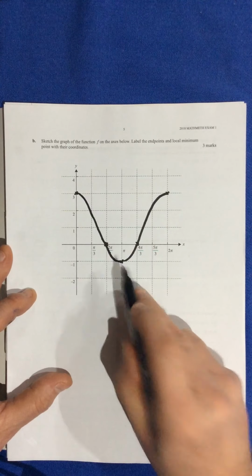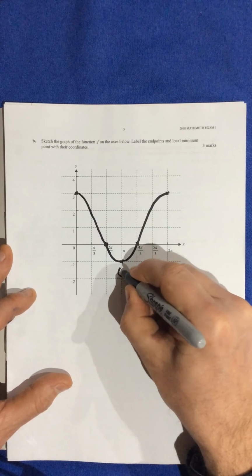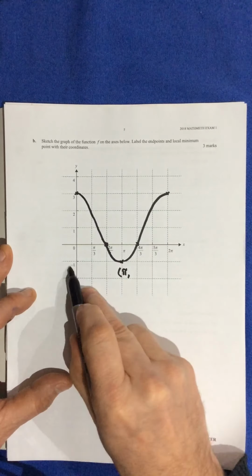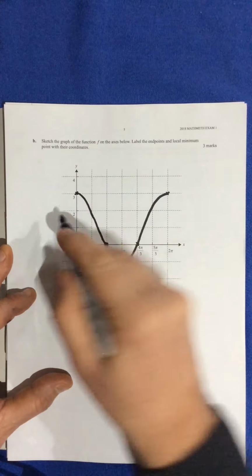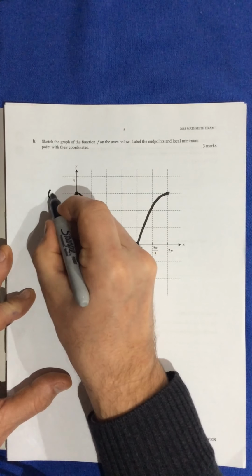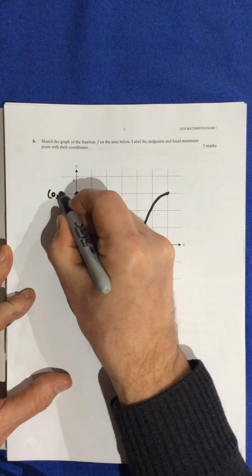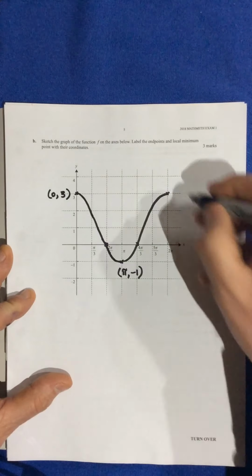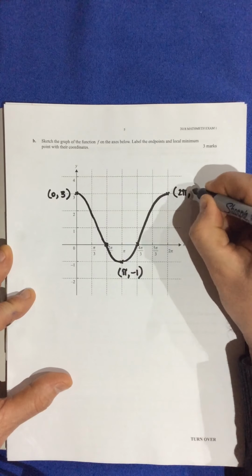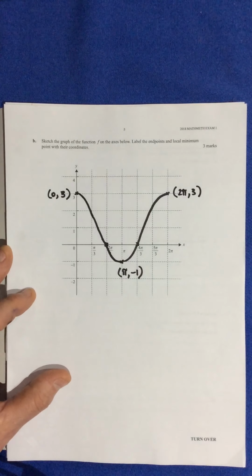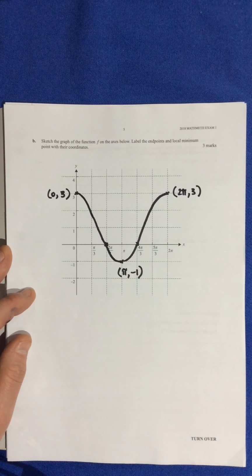So here's my local minimum. The coordinates for that are pi and -1. My two endpoints, the first one over here, the coordinates are 0 and 3. And then on this one, my coordinates are 2 pi and also 3. And that's it for 3 marks. Pretty sweet.